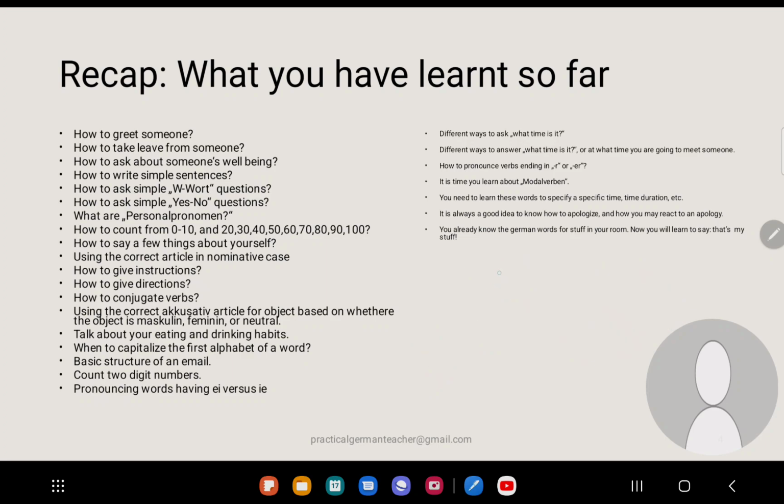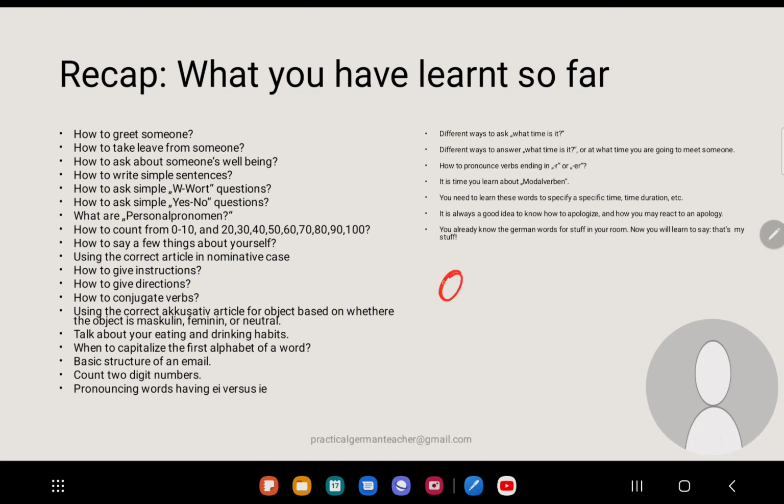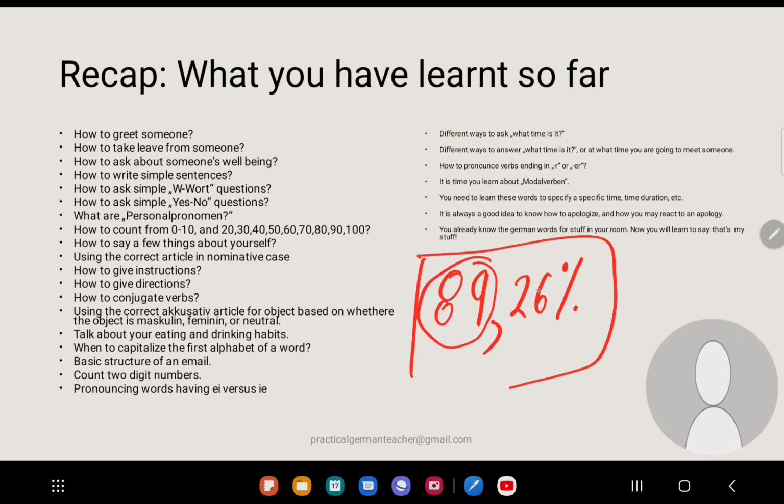Or let's say if you want to write a percentage in English, 89.26 percent. To write this in German, you will have to write it like this. Again, this is not 89.26. You will read this as 89,26%. So instead of saying point, people say comma in German.